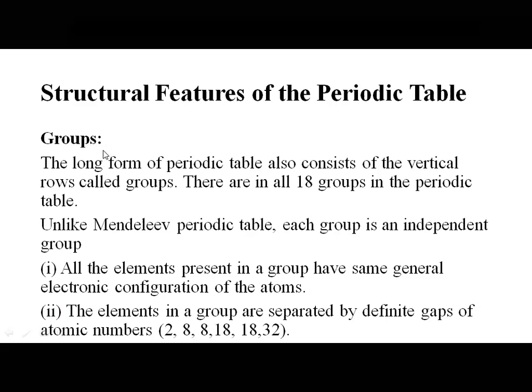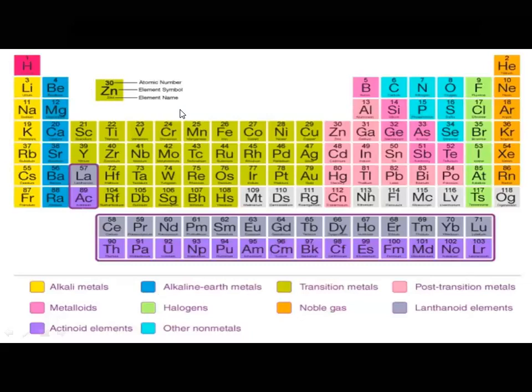One is groups and periods. You can see here, what are groups? Can you observe these vertical columns? The vertical columns are called groups.